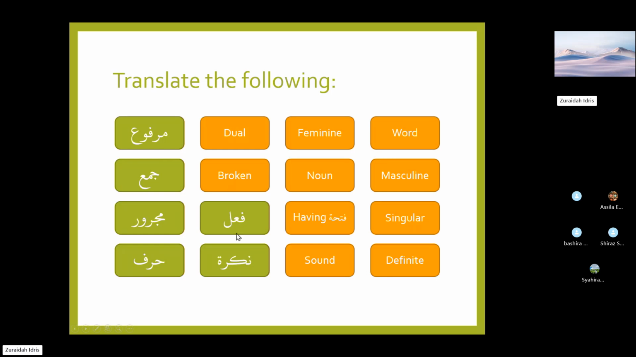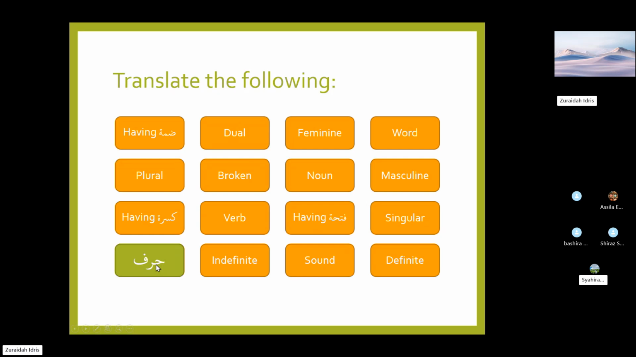Okay. Sister Asila, fi'lun. What's that in English? Verb. Yes, verb. And Nakira, Sister Bashira. Common or indefinite. Correct. Marfu'un. What's the sign of marfu'un, Sister Ralin? This was having fatha. This is having dhamma. Yeah, dhamma. Jam'un, Sister Sultana. Easy. It's plural. Majrurun, Sister Asila. Having kasrah. Alhamdulillah, kasrah.